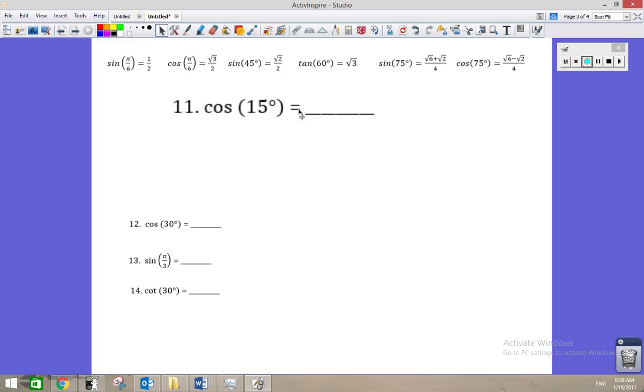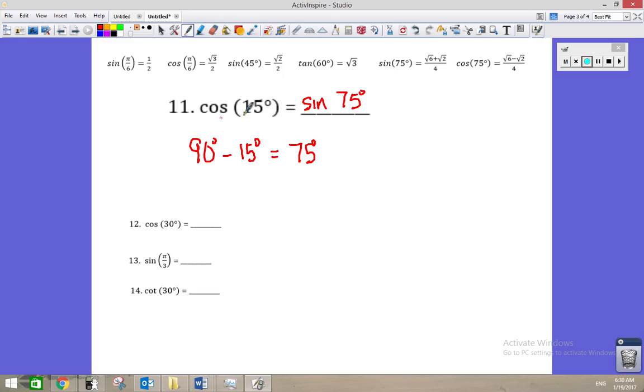The cosine of 15 degrees, I look among the list here and I don't see 15 degrees, but I know that 15 degrees is complementary to 75 degrees, and they do give me the sine of 75. Cosine and sine are cofunctions, and 15 degrees and 75 degrees are complementary, so the sine of 75 is given to me as this fraction, radical 6 plus radical 2 over 4.